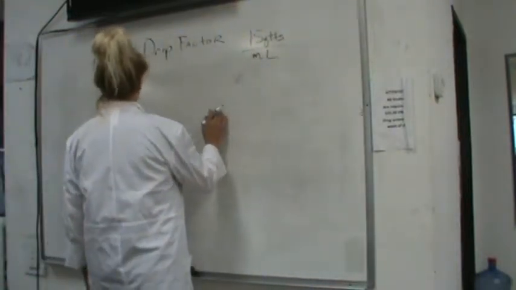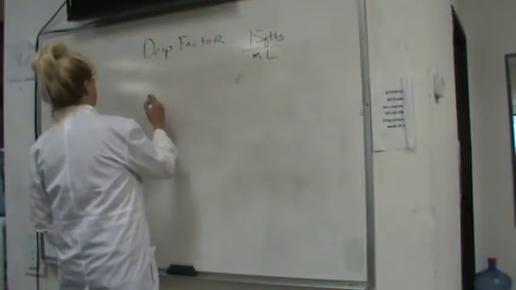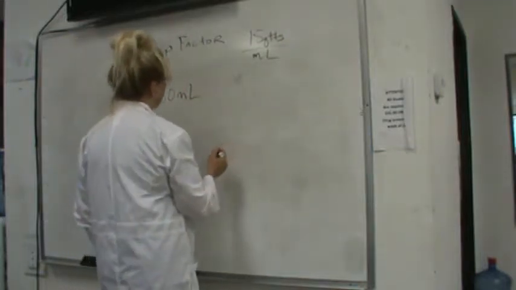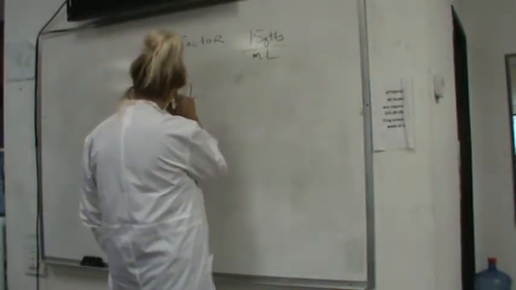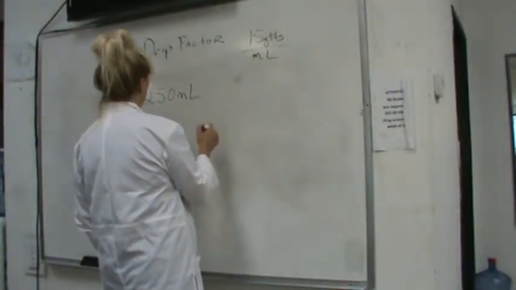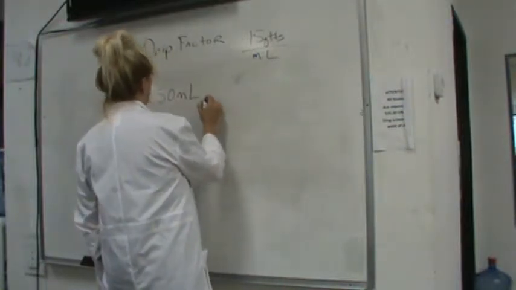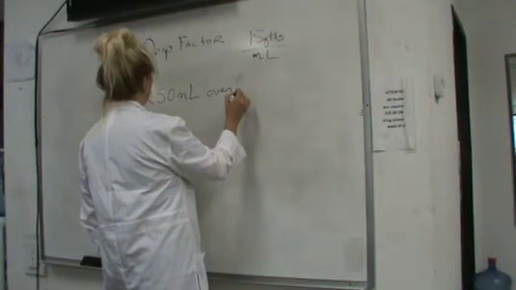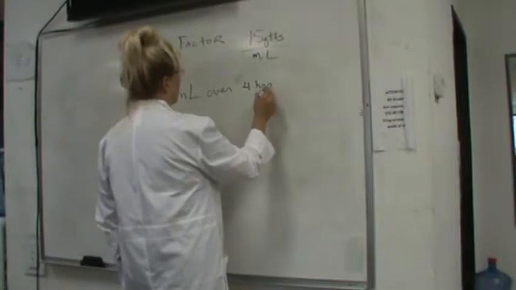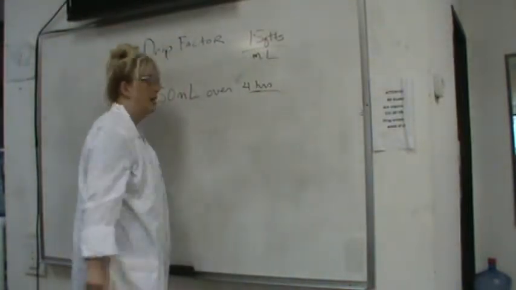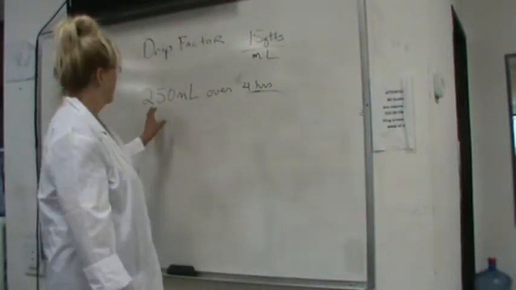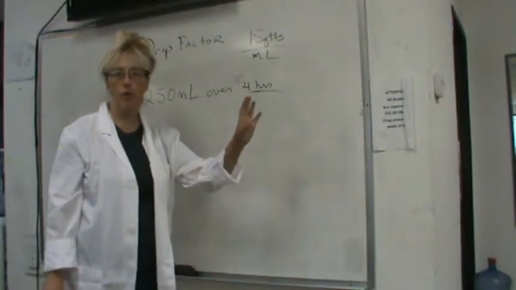Okay, so let's take a look at this one. The physician orders 250 mLs of, let's say, piperacillin, over 4 hours, okay? Go ahead and calculate, what is the drip rate in drops per minute? Take a minute. What is the drip rate per minute for 250 mLs over 4 hours?